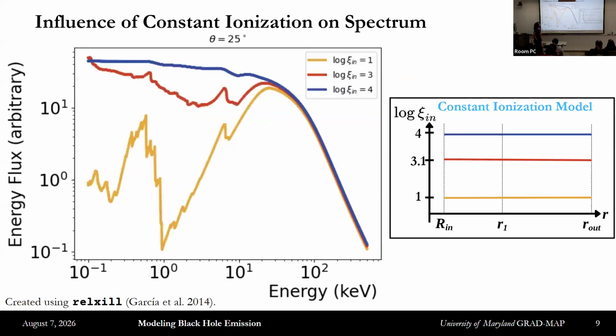For constant ionization, as you increase the value of the ionization level, the spectrum begins to lose its prominent features. The yellow curve is low ionization at log Z equals 1, and there are deep absorption drops below 1 keV and sharp emission lines throughout the spectrum, because the gas has plenty of neutral atoms. As we increase ionization with the red and blue lines, those features flatten out. With a log Z of 4, the spectrum is nearly smooth. A highly ionized gas has few neutral atoms left, so there's less absorption and emission, and the X-rays scatter more.